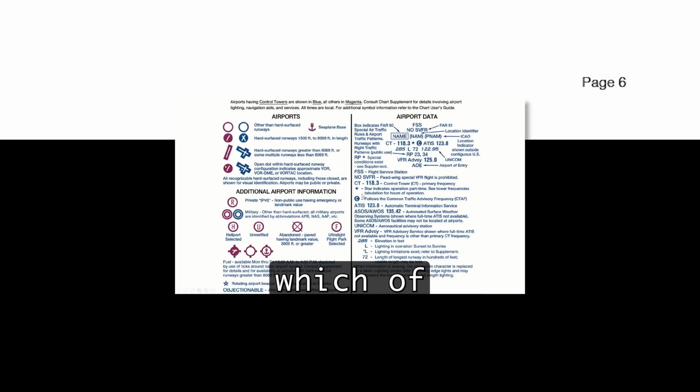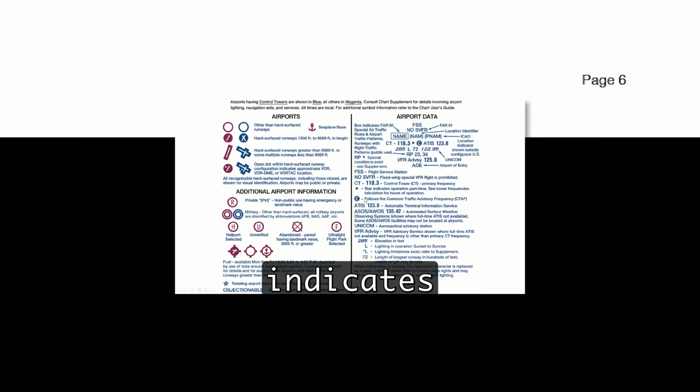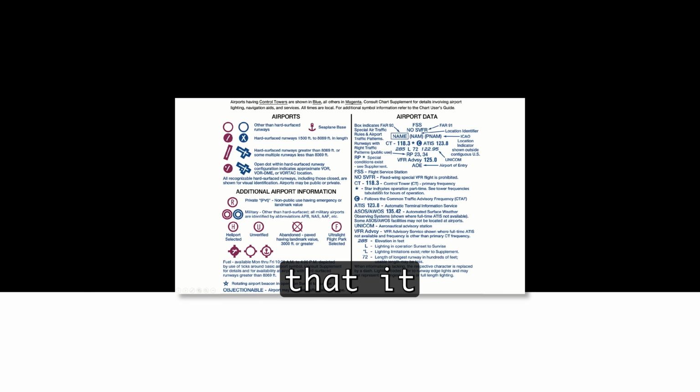If you're like, how do I know which of those numbers is CTAF? Come back to your legend. See, the legend says it follows the common traffic advisory frequency, CTAF. It indicates this little C. So you can just look at the airport data. See this C? That means that it's this number here. And the star here indicates that it operates only part-time. It's all in the legend.